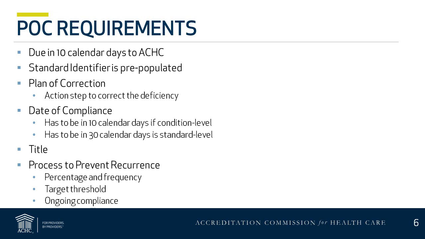And then you're going to put the process to prevent recurrence. And this is a two-step process. Your first step typically involves a high frequency, high volume chart audit. The majority of deficiencies come from the medical record. So you're going to audit a high percentage of your charts frequently until you meet your targeted threshold.